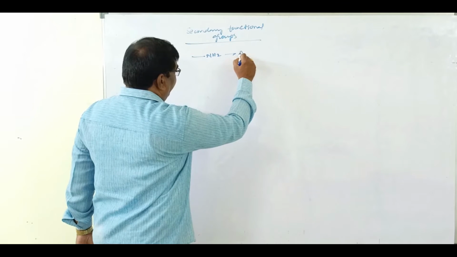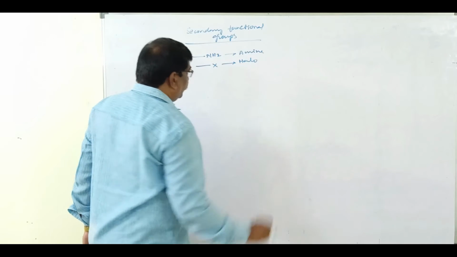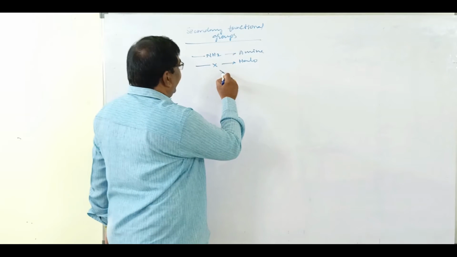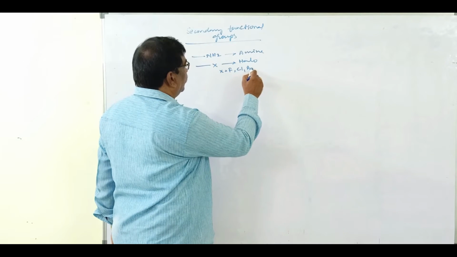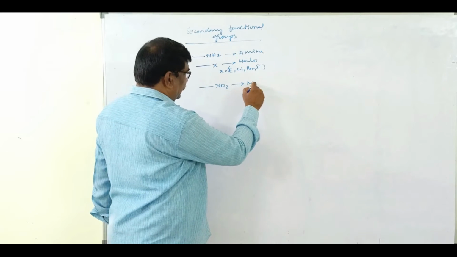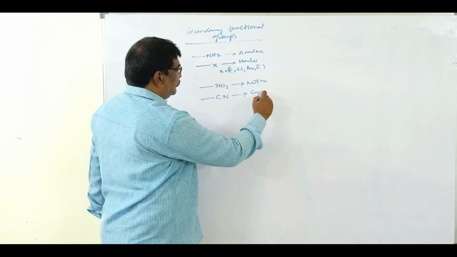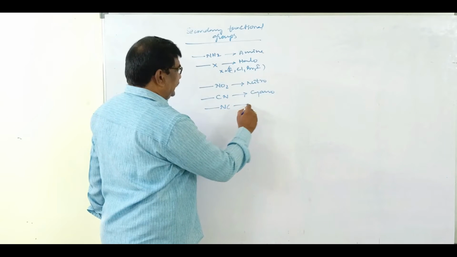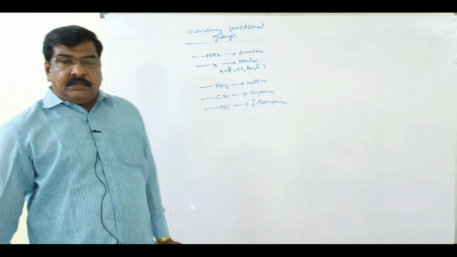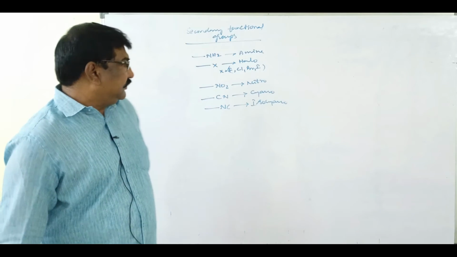NH2 is there, it is called amine. X is called halo. Halo means fluoro, chloro, bromo, iodo. X may be fluoro, chloro, bromo, iodo. NO2 is there, nitro. CN is there, cyano. Similarly, NC, isocyano, like that. These are always written in order of alphabets. You should follow alphabetical order.